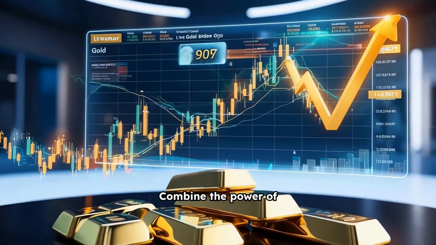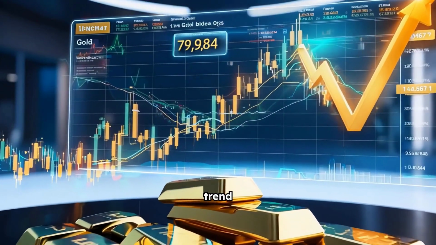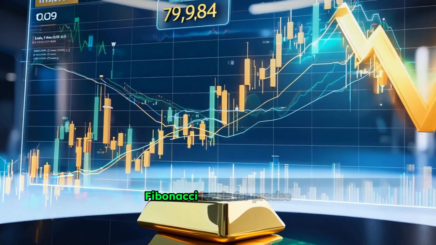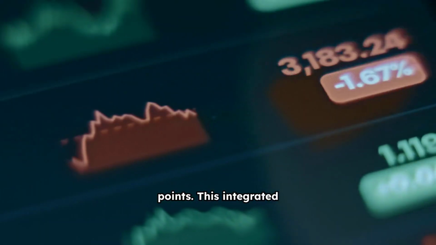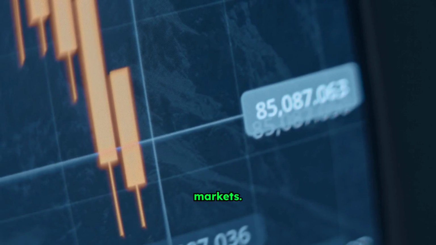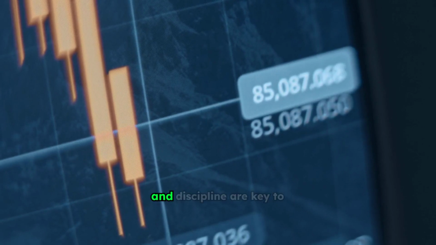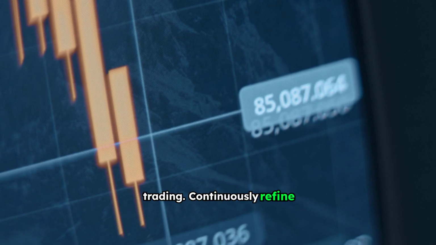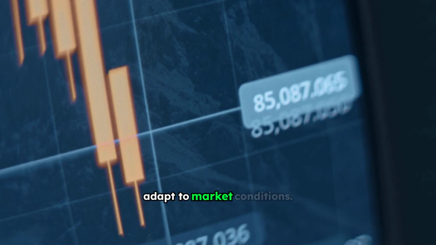Combine the power of exponential moving averages for trend identification, trading volume for signal confirmation, and Fibonacci levels for precise entry and exit points. This integrated approach provides a comprehensive framework for navigating the crypto markets. Remember, consistency and discipline are key to long-term success in trading. Continuously refine your understanding and adapt to market conditions.